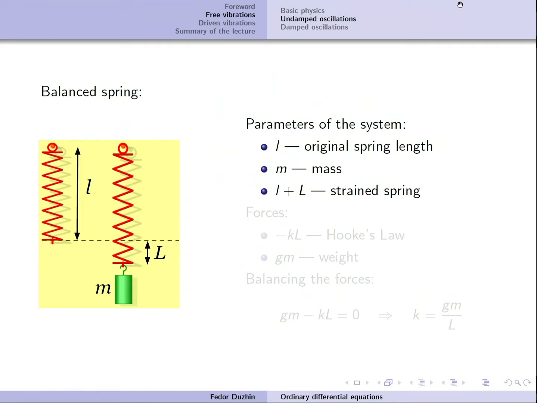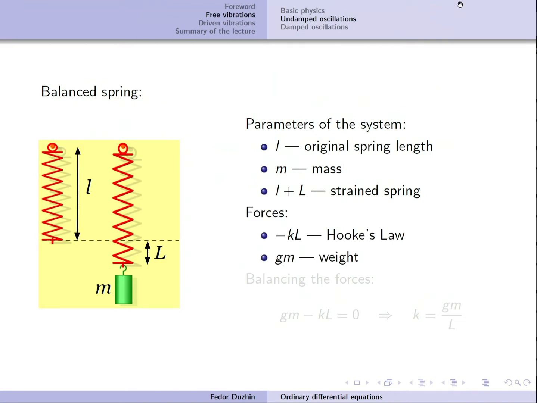So then, of course, the weight pulls down, and the spring is strained a little bit. So suppose that the length of the original spring is L small, and the additional displacement under the object's weight is L capital. So let us look at the forces.